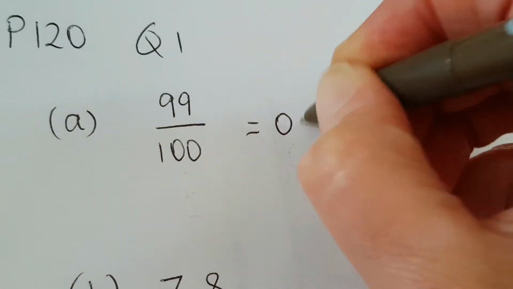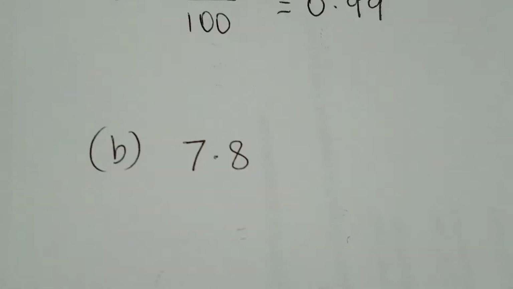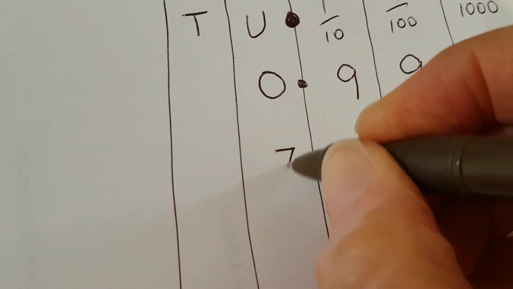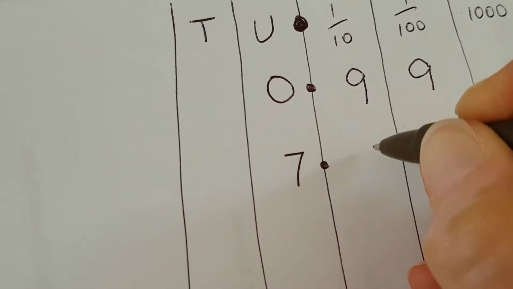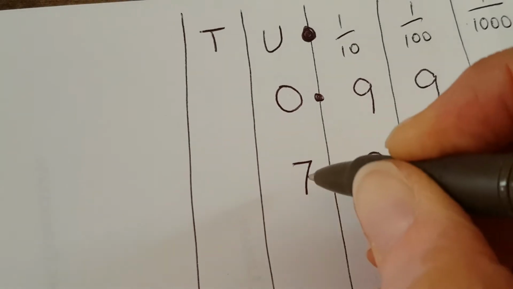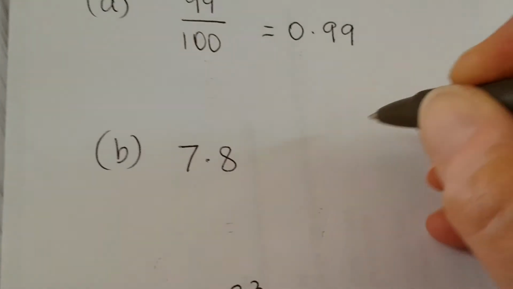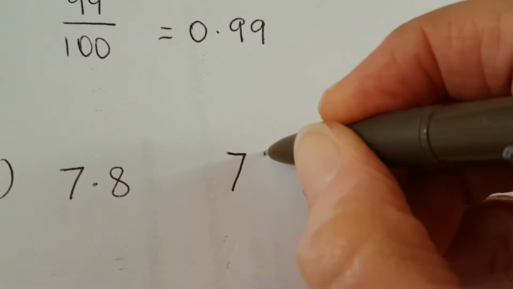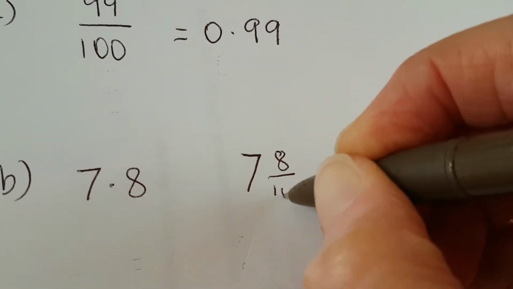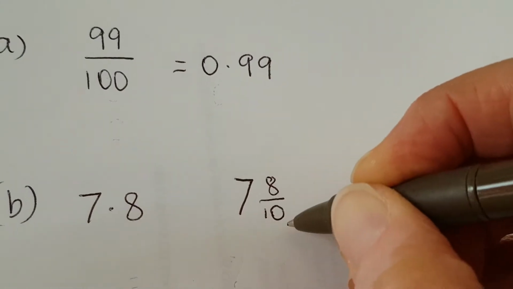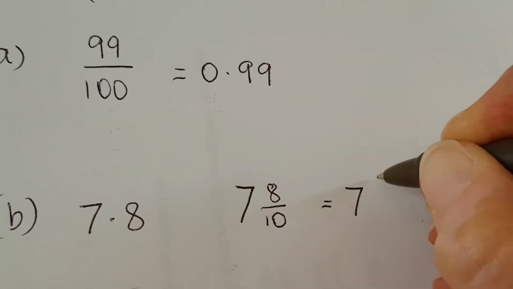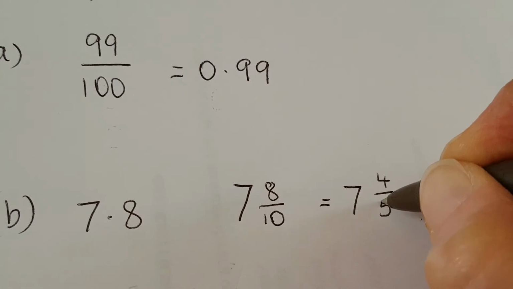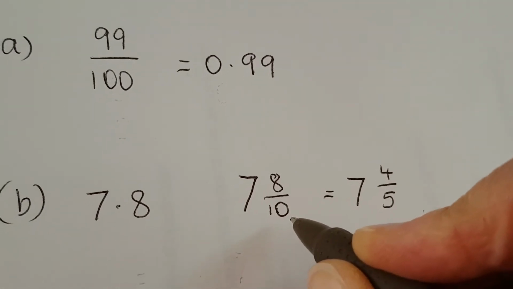Okay. Let's look at B. 7.8. Well, let's write this one in here. So I've got 7 units. I've got a decimal point and 8. So now I can see that I've got 7 units, right? Well, that's a whole number. That's not a fraction. And then in the fractions, I've got 8 tenths. So 7 and 8 tenths. If I want to, I could simplify the 8 tenths, and that would be the same as 7 and 4 fifths. But this answer is also correct.